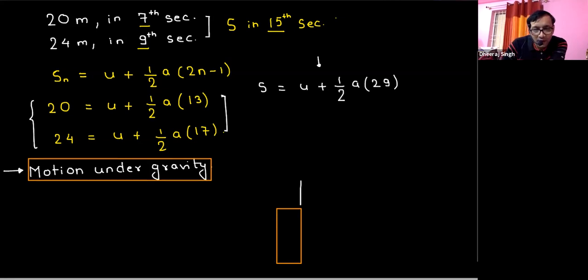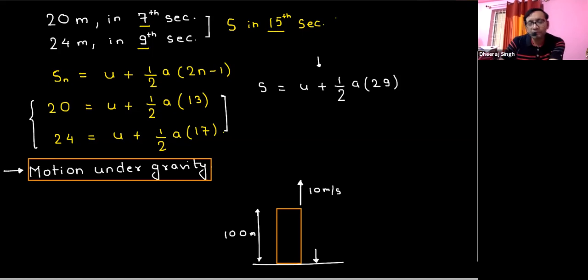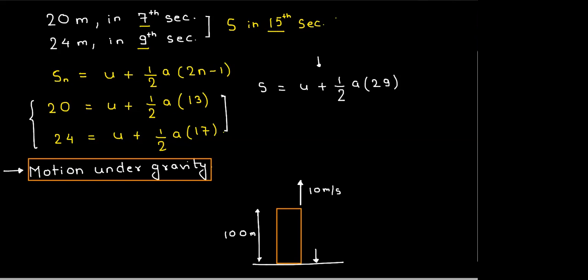So let's say you are throwing an object from here. The height of the building is 100 meters. You're throwing an object with 10 meters per second upwards. You need to find out, when it goes up and then comes down and reaches the ground, how much time it will take to reach the ground. Take g as 10.